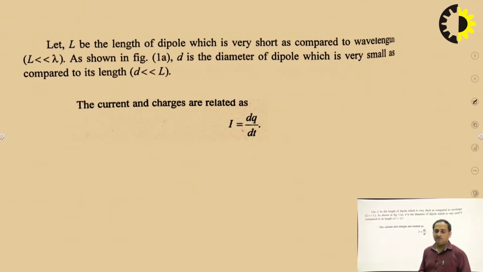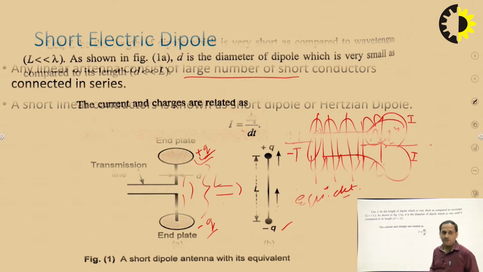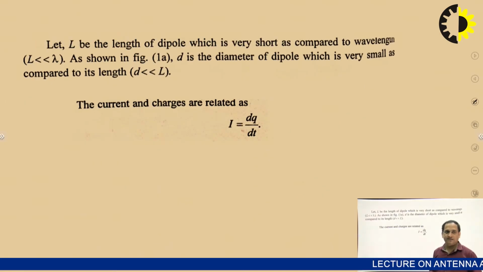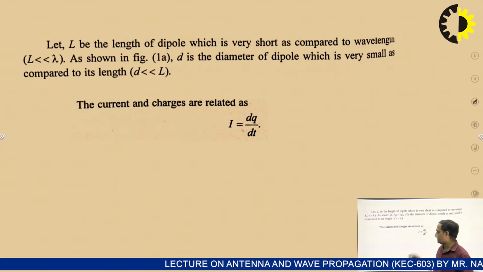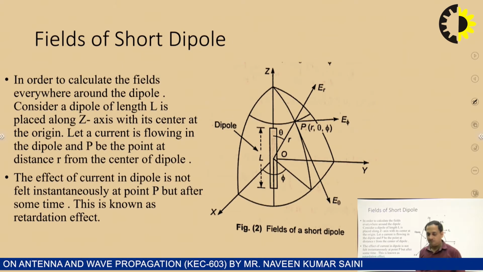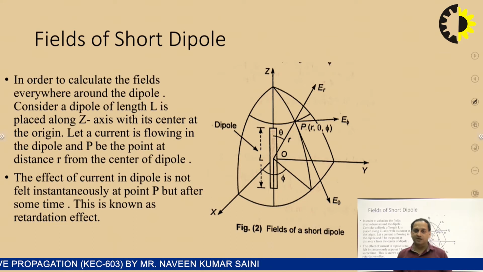Now there is a case we have to consider. If L is the length of the dipole, which is very short compared to the wavelength, that is, capital L is very much less than lambda, and the diameter of the dipole is also very much less than L, then we have the relation between the current and the charge, which is I equals dq upon dt. These are the basics of the dipole which we are talking about.